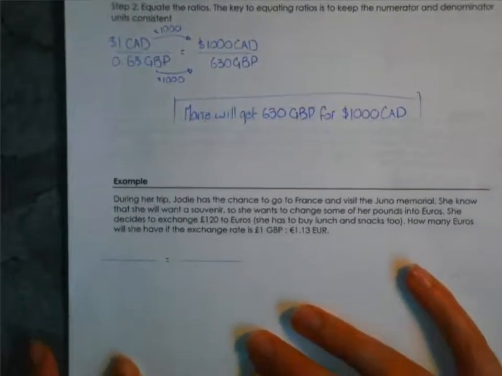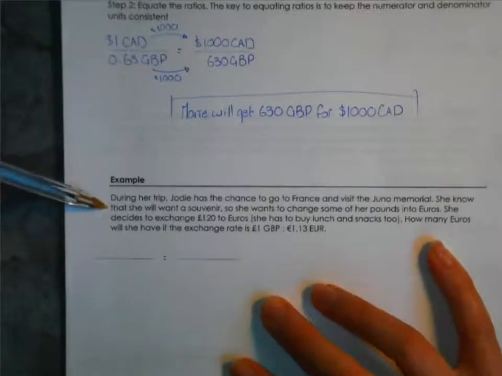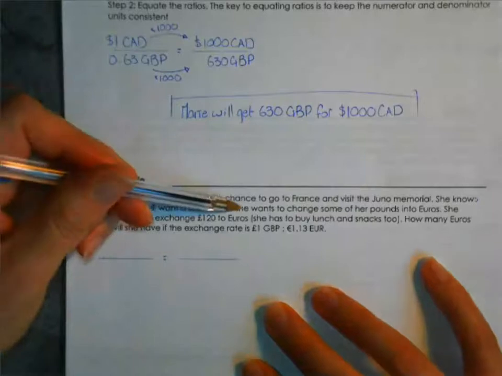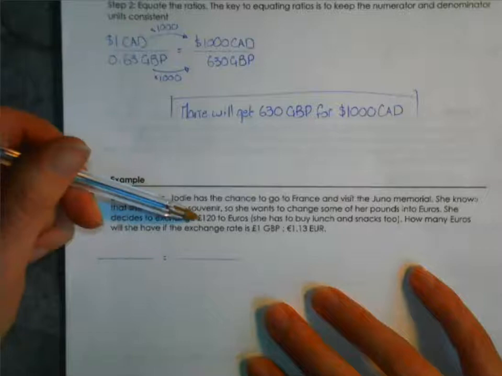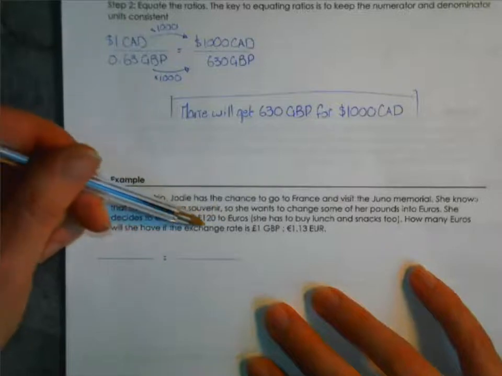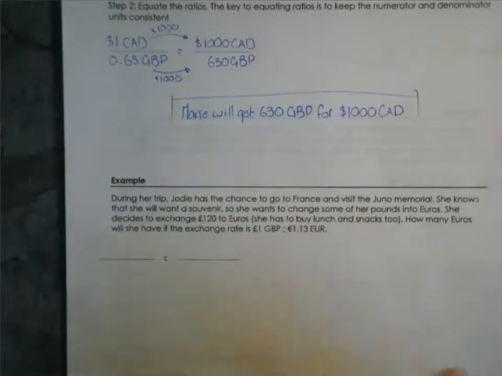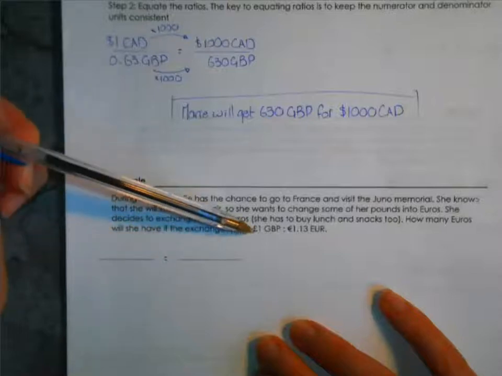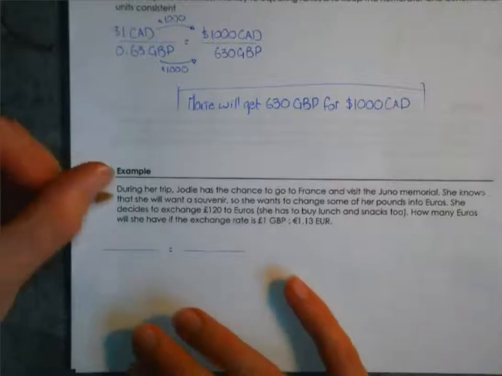During her trip, Jody has the chance to go to France and visit the Juno Memorial. She knows that she will want a souvenir. Oops, a little typo there. So she wants to change some of her pounds into euros. She decides to exchange 120 pounds to euros because she has to buy lunch and snacks and maybe some other things as well. How many euros will she have if the exchange rate is 1 Great Britain pound for every 1.13 euros?